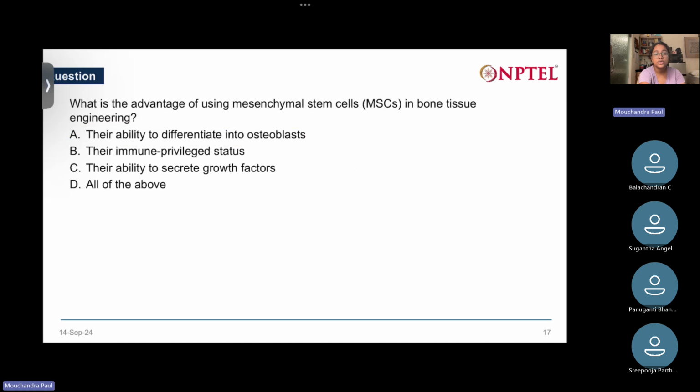Then this is the next question. What is the advantage of using mesenchymal stem cells in bone tissue engineering? Why should one prefer to use the mesenchymal stem cells? Like what they do, they first make the scaffold, then add mesenchymal stem cells, allow them to grow on the scaffold first, and then transplant the entire thing. So what's the advantage in doing that? A, their ability to differentiate into osteoblasts; B, their immune privilege status; C, their ability to secrete growth factors; D, all of the above.